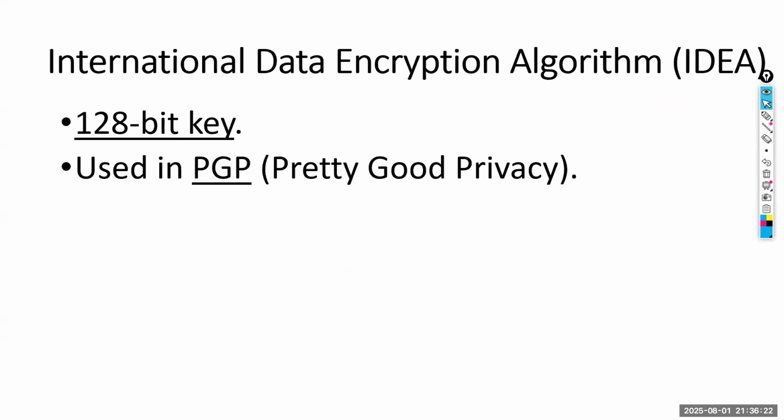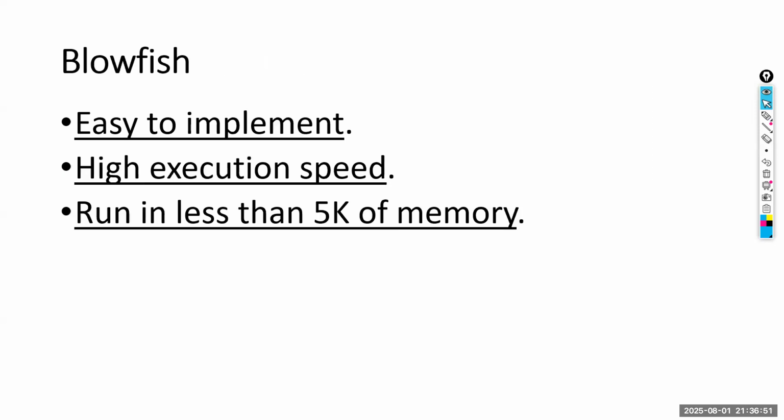I told you there are a few more block ciphers, so let's briefly look at those. The first one is IDEA, the International Data Encryption Algorithm. You just remember its key size is 128 bit, and it is used in Pretty Good Privacy. You will learn about Pretty Good Privacy in the very last topic. Another symmetric key block cipher is Blowfish, which is easy to implement, high speed, and needs very little memory. Those are the properties of Blowfish.